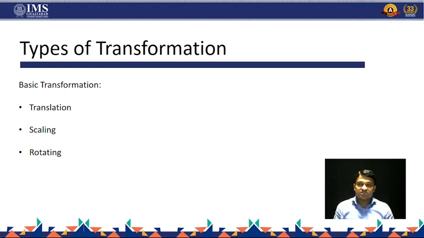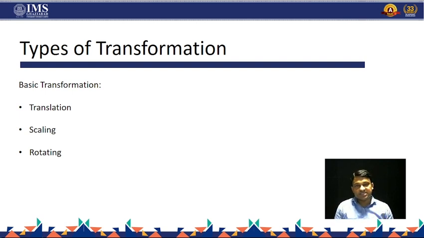First, translation means to change the position of an object. Let's say there is an object A, and we wish to change the position of that A to another position. Then this process is called translation. So with respect to translation, only the change in the position of an object is done.